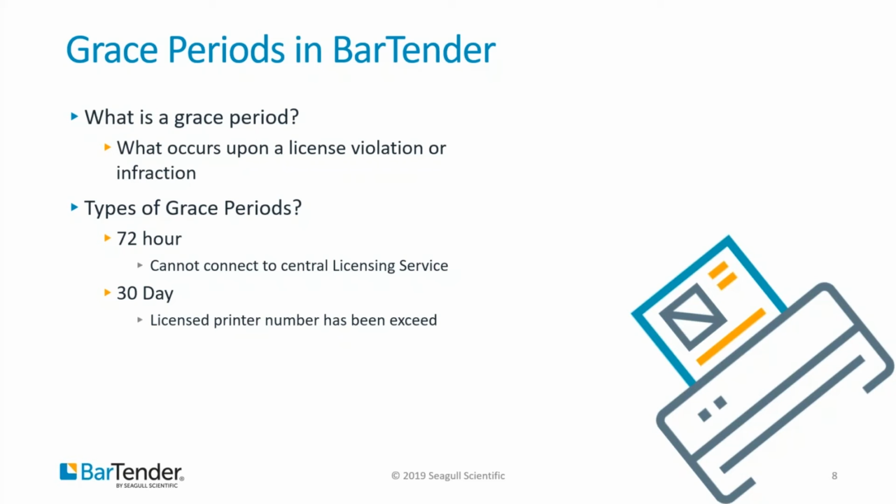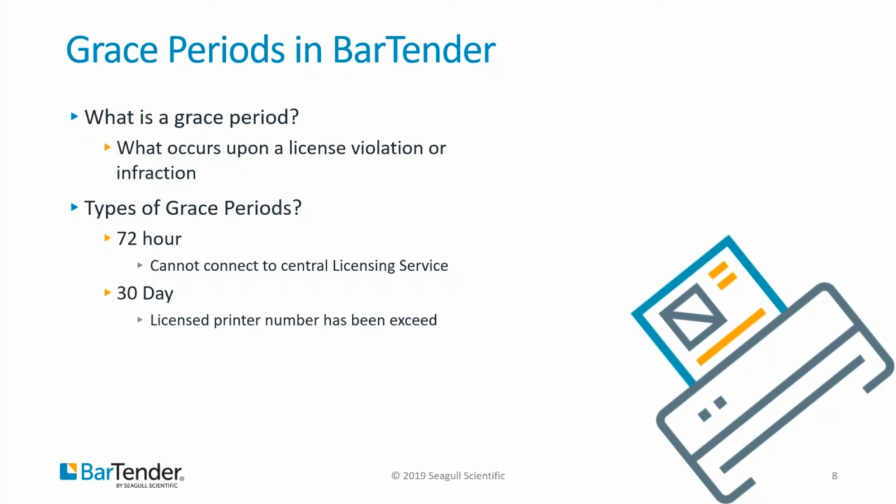So this is the behavior you can expect. There are two main scenarios that we're going to cover today, and these are the types of grace periods that we have available. The first one is the 72-hour grace period. Let's say that I'm printing happily and then all of a sudden my network goes down for whatever reason. I then have 72 hours to keep printing without my central licensing service or connection to it before I actually start getting denied print jobs.